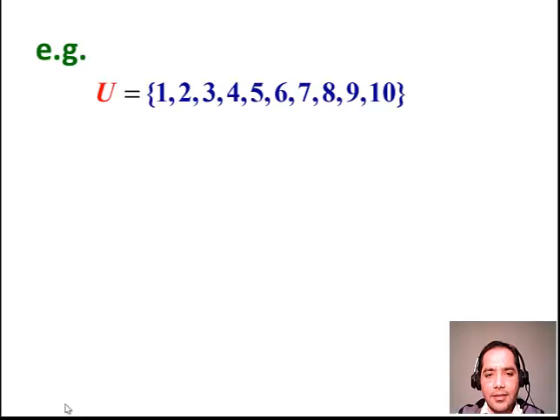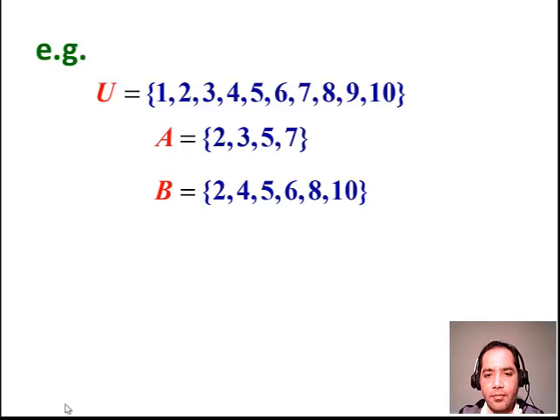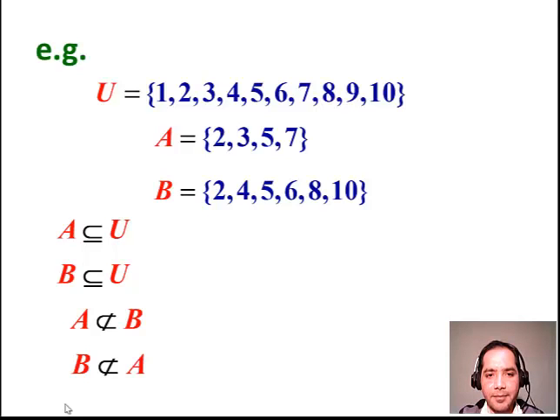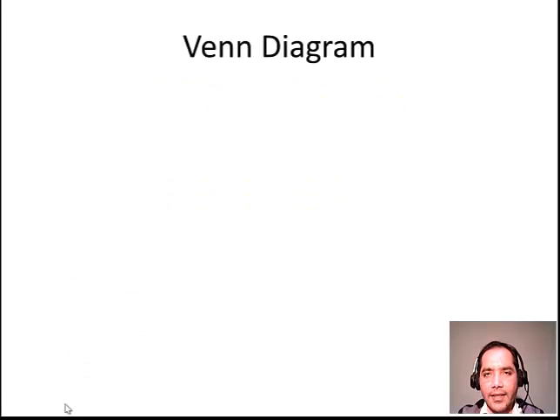This is the universal set, which is the largest set under discussion. A = {2, 3, 5, 7} and B = {2, 4, 5, 6, 8, 10}. So we can see that A is a subset of U, B is also a subset of U, but A is not a subset of B and B is not a subset of A.